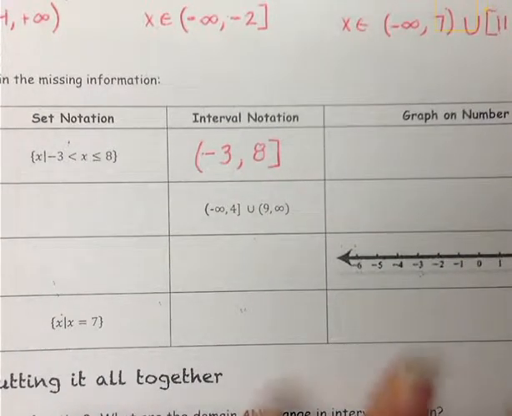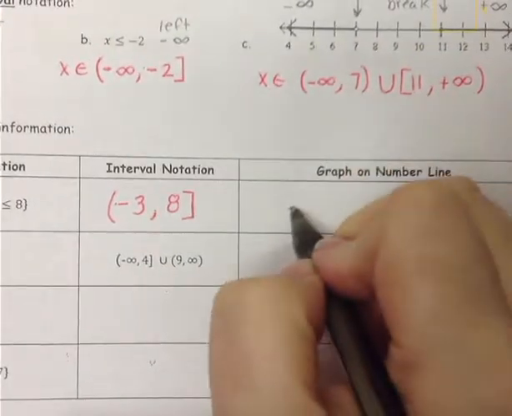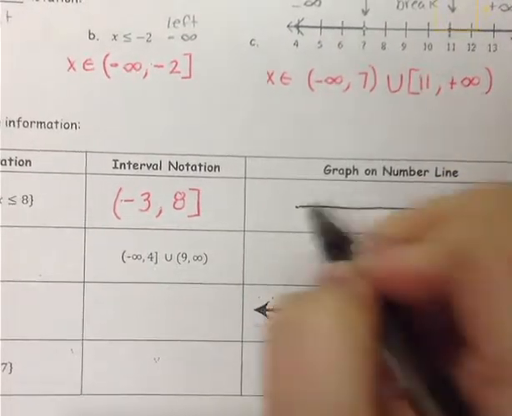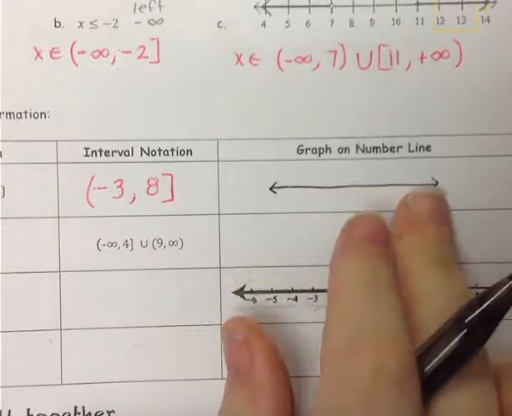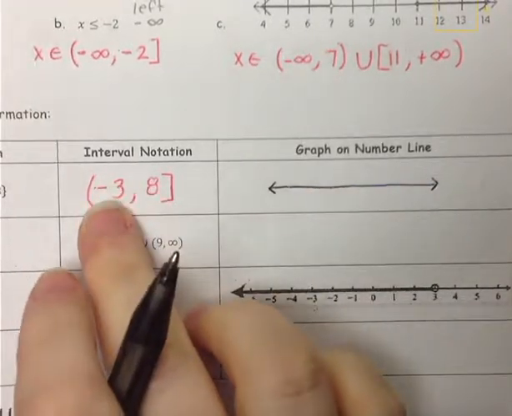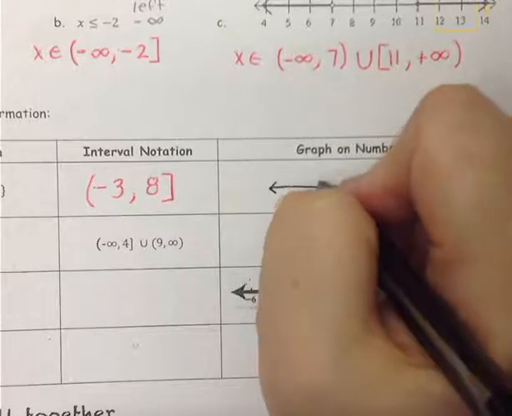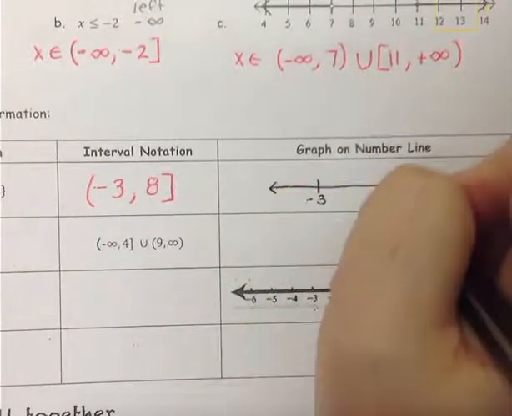If we're going to graph this on the number line, I'm going to draw out a line. I'm just going to put our 2 numbers on it. We don't have to put every single number there. We just need that -3 and the 8. So I'm going to put the -3 here. I'm going to put the 8 here.